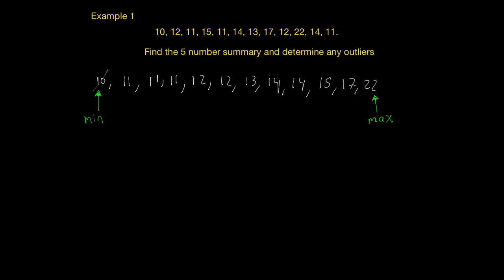So let's begin cutting off the 10 and the 22. Let's cut off the 11 and the 17. Another 11 with the 15. Let's do that one more time. One more time. And here we have two medians, 12 and 13.